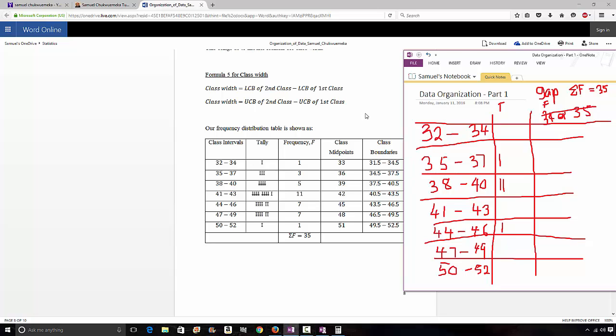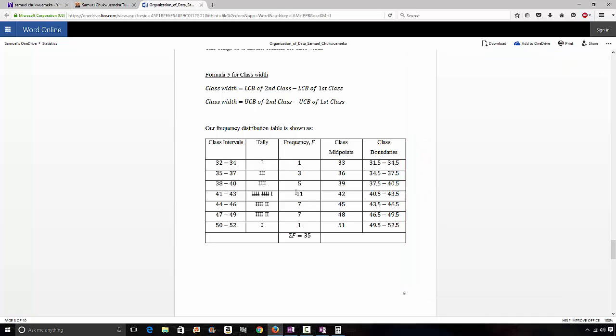Then, after you've done that, this is your frequency table. But the other question says that you should compute the statistical properties of the classes. So you have to get the class midpoints. Midpoints are the middle points of each class. This means the lower class interval plus the upper class interval divided by 2. 32 plus 34 gives you 66, divided by 2 gives you 33. So that is how you do it. 35 plus 37 gives you 72, divided by 2 gives you 36. So you calculate the class midpoints.